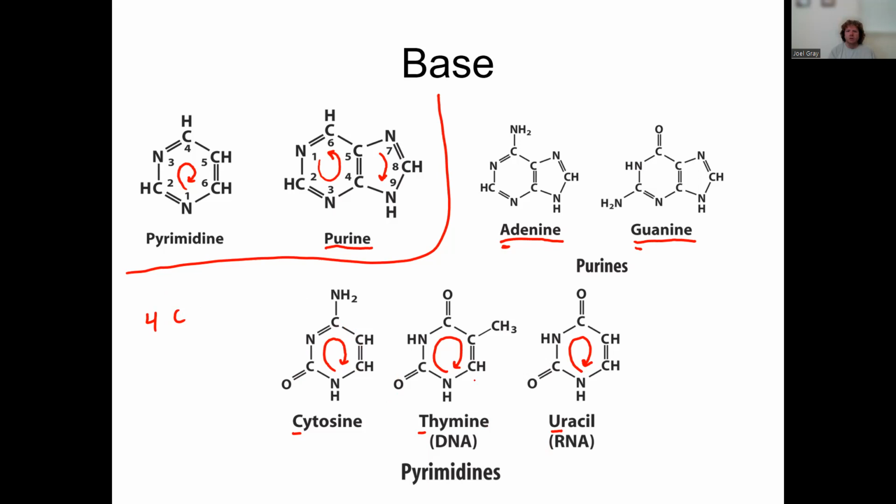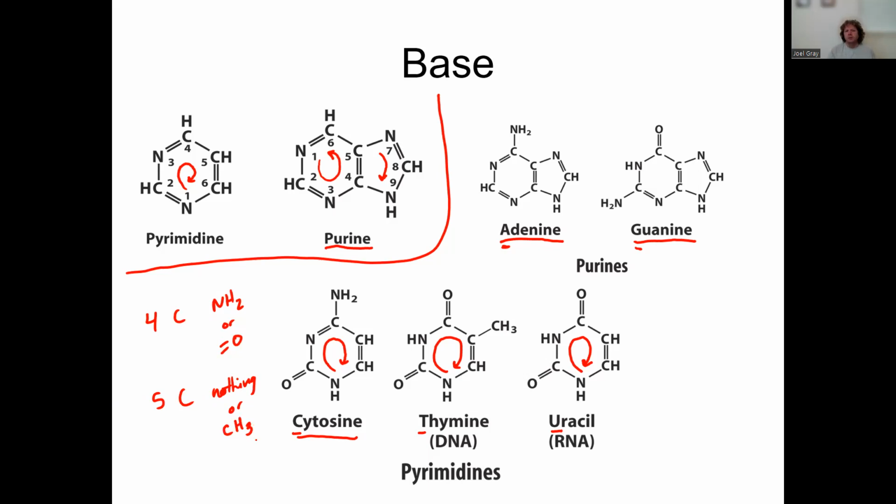cytosine and thymine and uracil. That's where you have NH2 or O. If it's NH2, we're talking about cytosine. If it's a carbonyl oxygen, it's thymine or uracil. Okay. Then at the 5 carbon, what do you have? Do you have nothing or a methyl group?